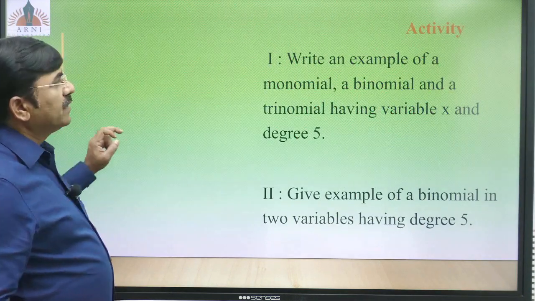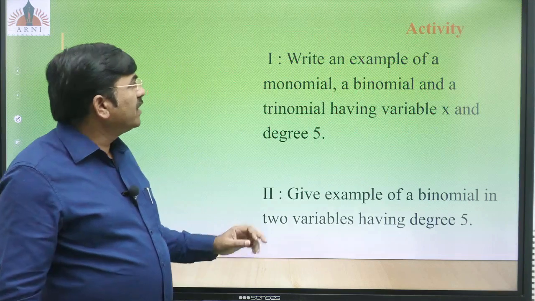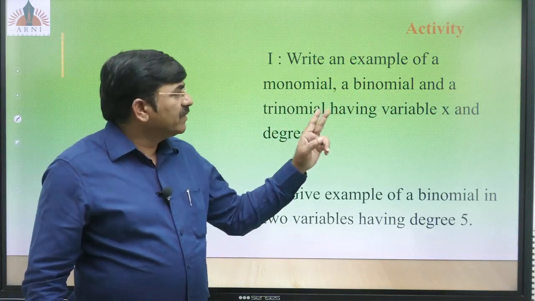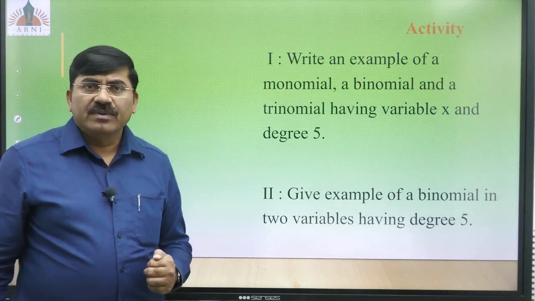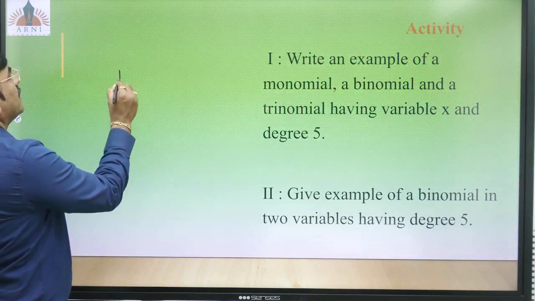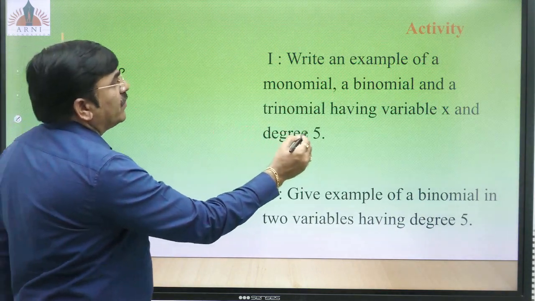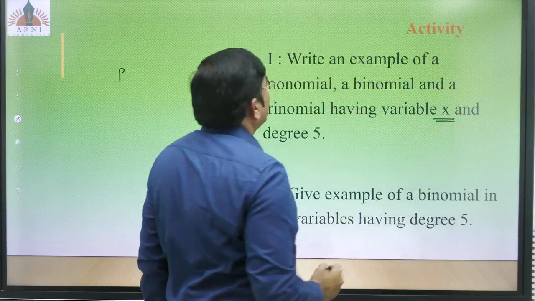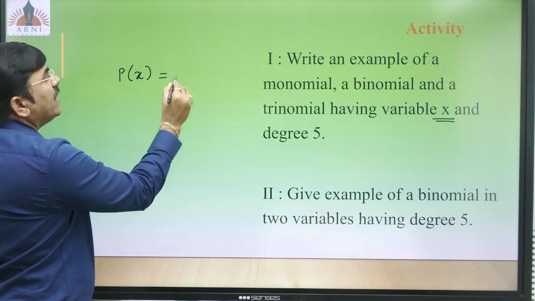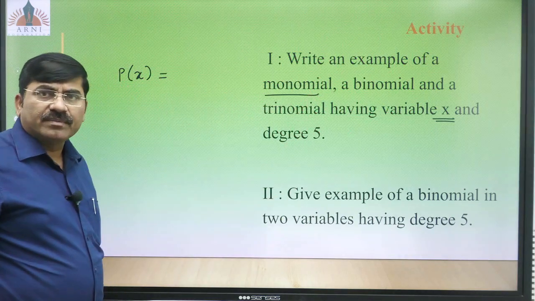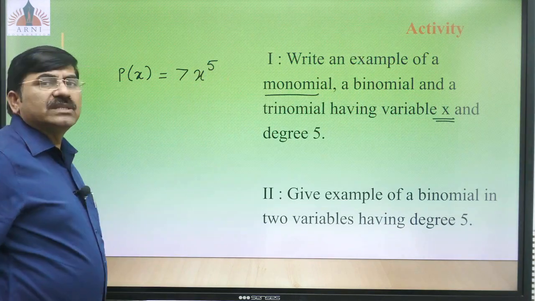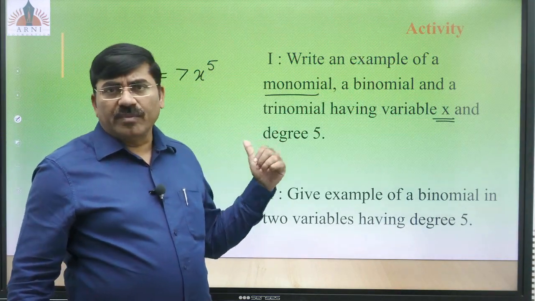Is that clear? Now, here is one activity they have given: write an example of a monomial, binomial and trinomial having the variable x and degree 5. So, degree we want 5 and you have to write the monomial. So, in the variable x we have to write, okay. So, p of x is equal to one term only, monomial means one term. So, that can be written as 7x raised to 5. So, this is only one term, that is why it is a monomial.